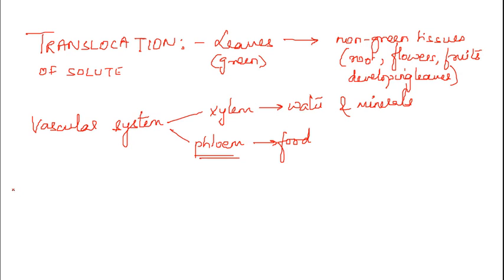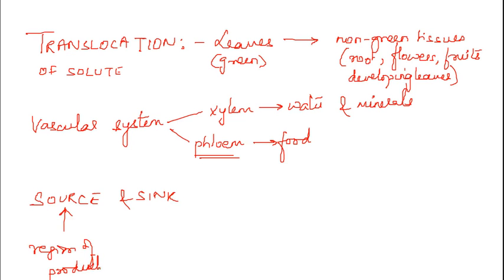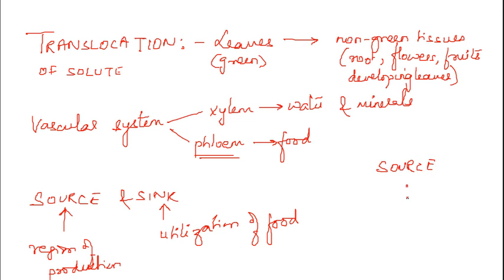Again, the terms we need to know in this chapter are source and sink. Source is the region where the food is produced, the region of production of food, and sink is the region of utilization of food. Clear? So food is moved from source to sink. This we need to know. This is the basic idea of this whole chapter.